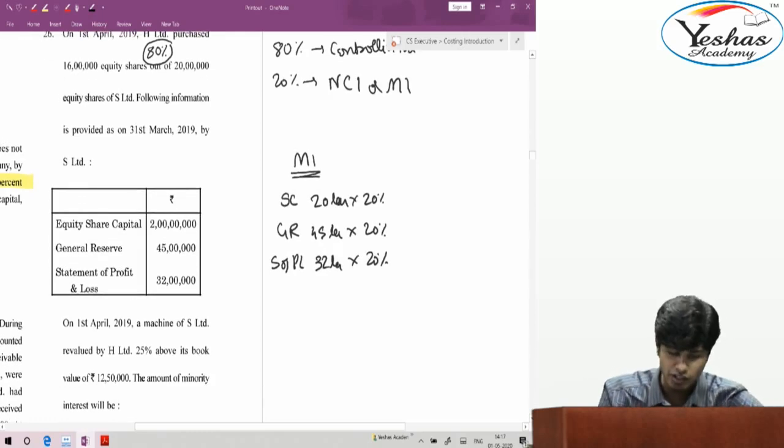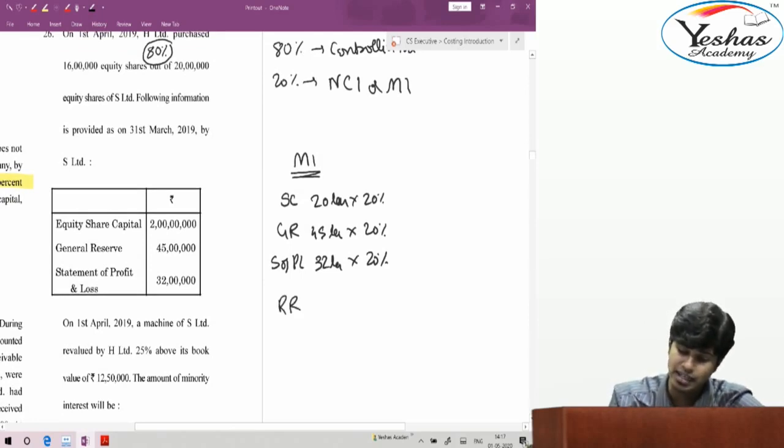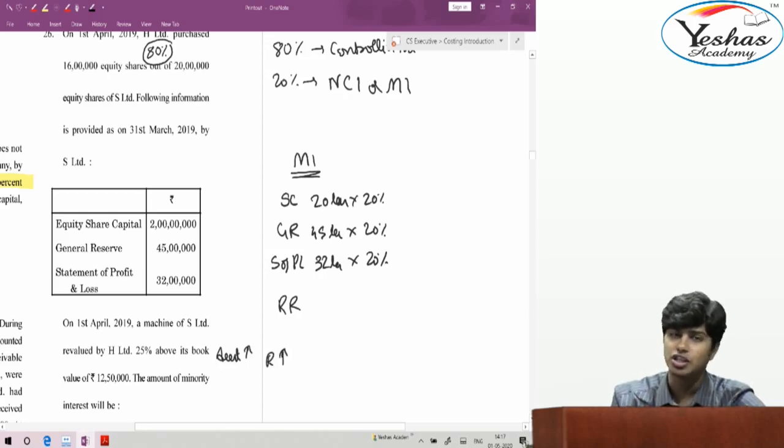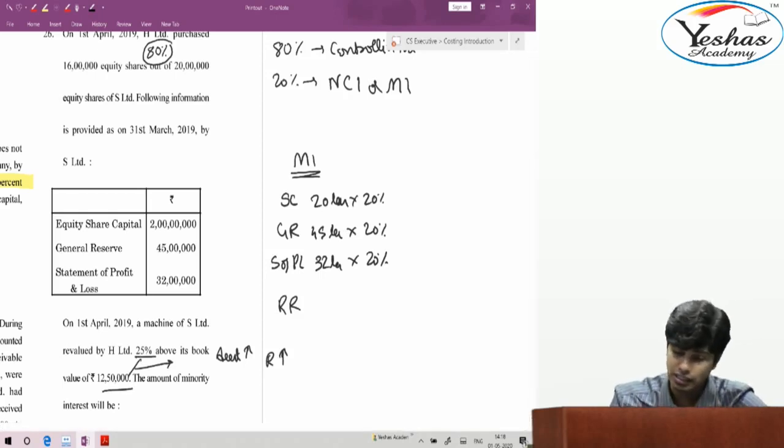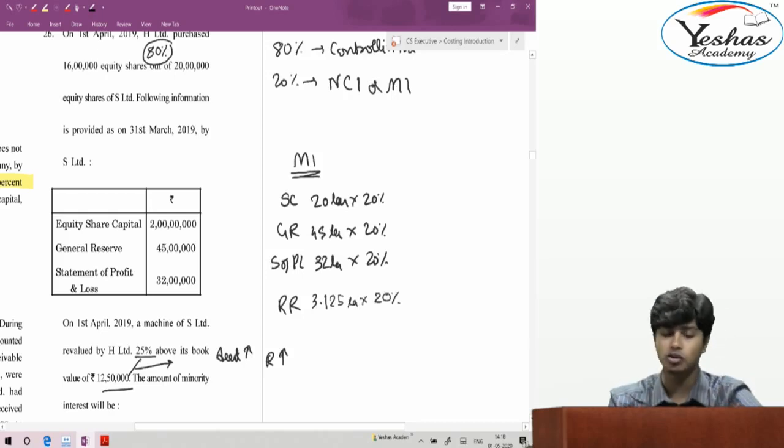Yeah, and on 1st of April, machinery of S Limited was revalued by H Limited 25% above. So whenever the asset value is increasing, correct, reserve also will increase. So revaluation reserve is profit. It's a positive item. How much? 25% of book value. If you multiply 25% on 1 lakh, 12 lakh 50,000. 12 lakh 50,000 multiplied by 25%, 3.125 lakh. Out of that also 20% will belong to minority.